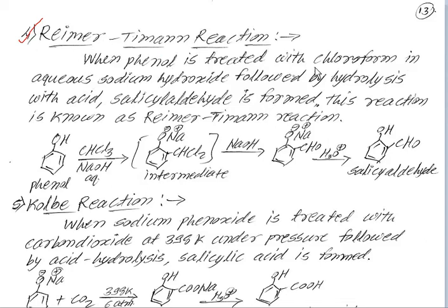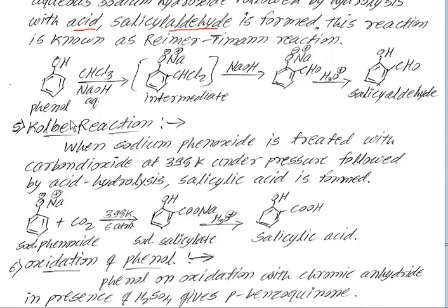When phenol is treated with chloroform, CHCl3, in aqueous sodium hydroxide, NaOH, followed by hydrolysis with acid, that is H plus ion, salicylaldehyde is formed. This reaction is known as the Reimer-Tiemann reaction, named after that scientist.